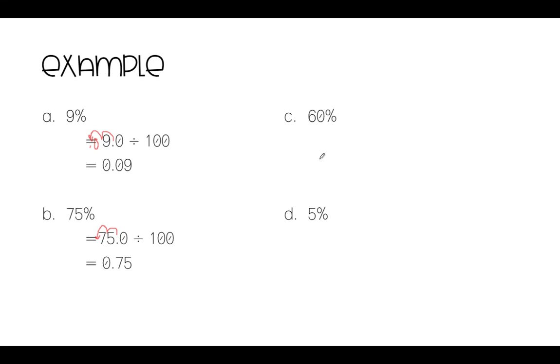So I want you to pause it now and do the last 2 on your own and then come back. So hopefully you went 60, 1, 2, which means we get 0.6. And 5%, remember, I'm going to move it 2 places, 1, 2, like so, and we end up with 0.05.